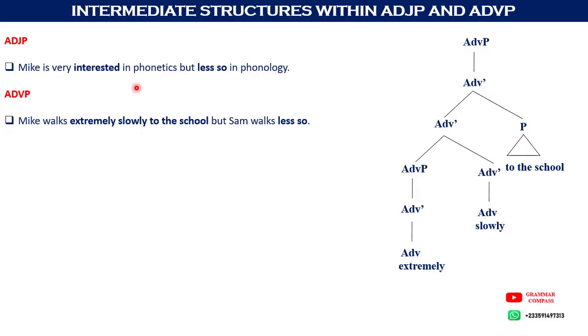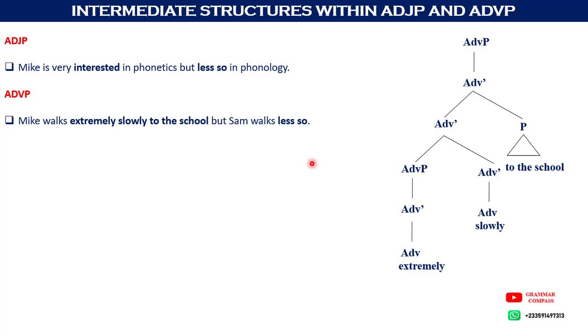Now what about the adverb phrase? We can say that Mike walks extremely slowly to the school, but Sam walks less so. What does the less so target in the adverb phrase? It targets slowly to the school. So Mike walks extremely slowly to the school, but Sam walks less slowly to the school. So so replaces slowly to the school, meaning we have evidence of intermediate structures within the adverb phrase as well, but this evidence is not that strong.